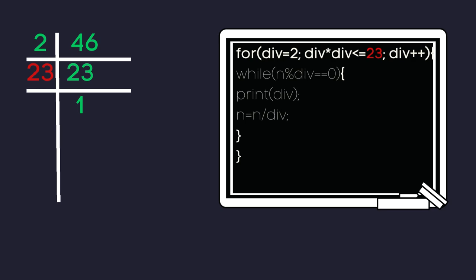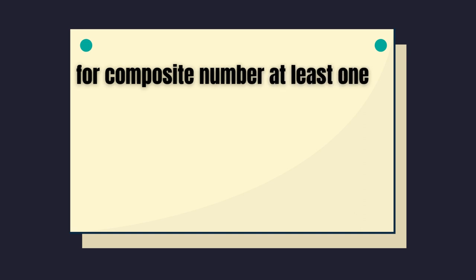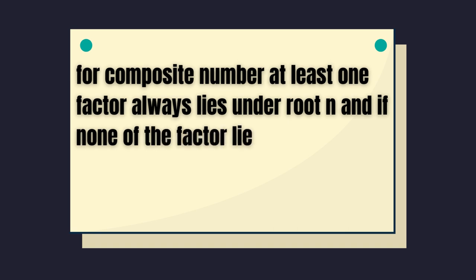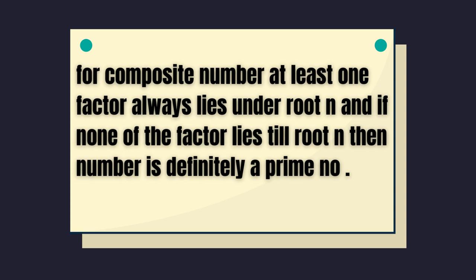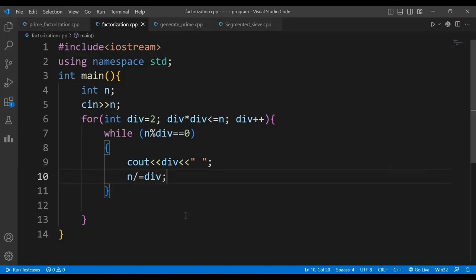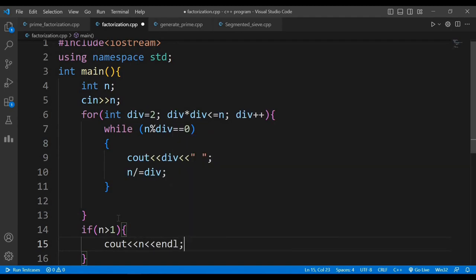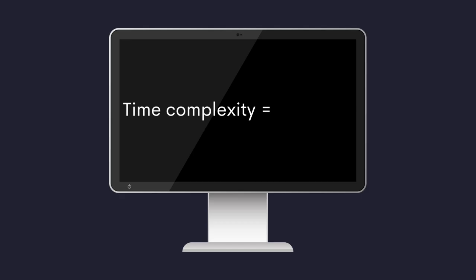But before moving to the solution, you should know one concept. For a composite number, at least one factor always lies under root n. And if no factor lies till root n, then the number is definitely a prime number. So after running the root n loop, is there any value left? If there is any value greater than 1 left, then a prime number is left, so simply print the value. So we need to take care of one extra step. If n is greater than 1, then simply print the value of n. What about time complexity in this case?